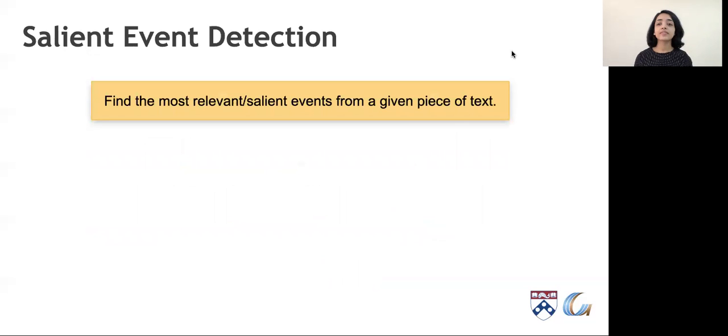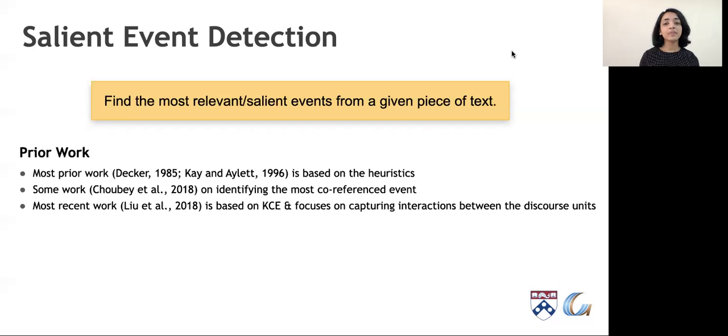Salient event detection is the task of finding the most salient events from a given piece of text. Most prior work on this task is based on heuristics, except there has been some recent work which defines a salient event as the most co-referenced event and focuses on identifying those. The most closely related work is based on kernel centrality estimation, and it focuses on capturing the interactions between different discourse units.